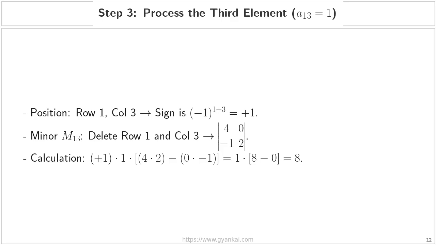Now that we have all three parts calculated, let's move to the next slide to sum them all up and find our final determinant.